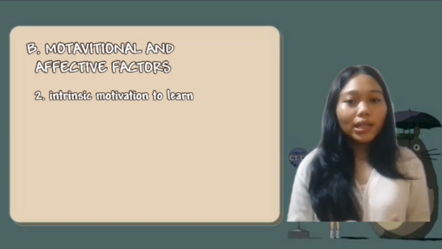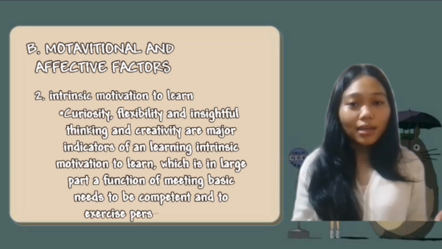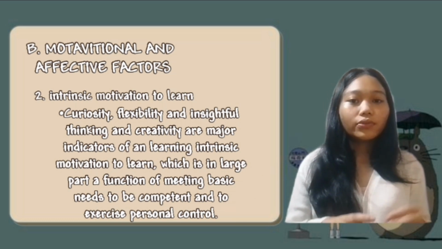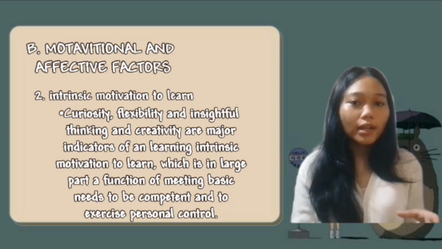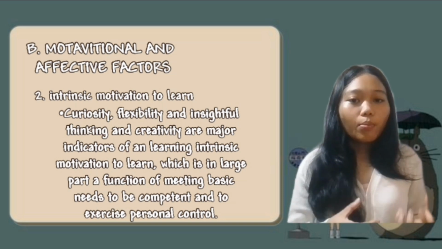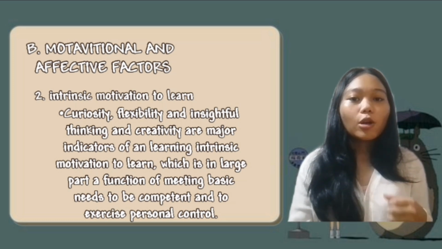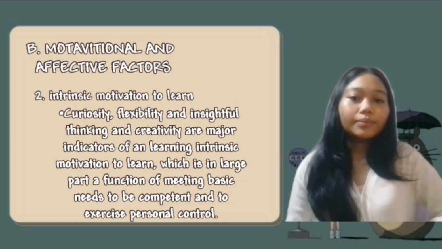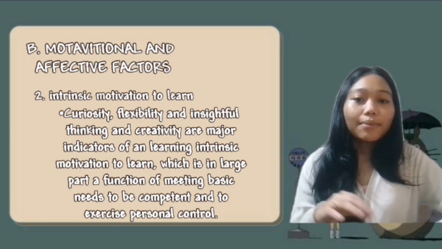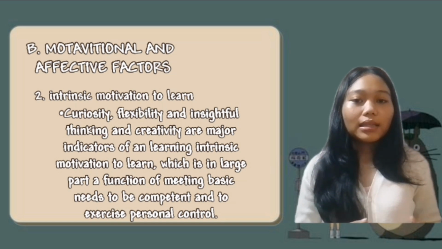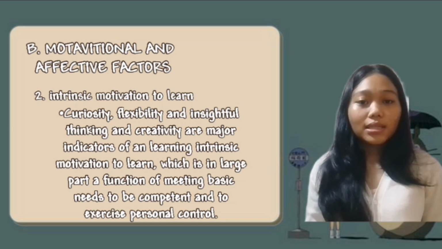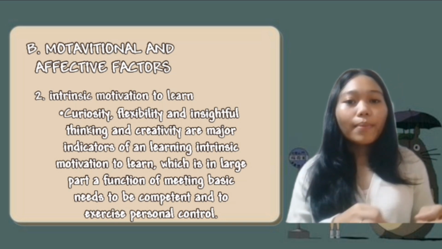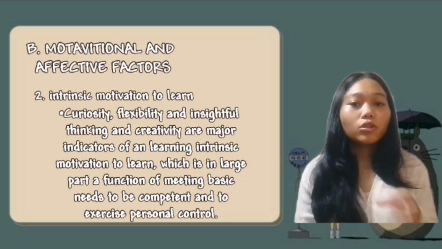So, number one is curiosity, flexibility, insightful thinking and creativity are major indicators of intrinsic motivation to learn, which is in large part a function of meeting basic needs to be competent and to exercise personal control. Imagine a child learning to ride a bike. If they feel competent, they're able to balance and steer, right? And in control. They're making their own choices about how to ride.